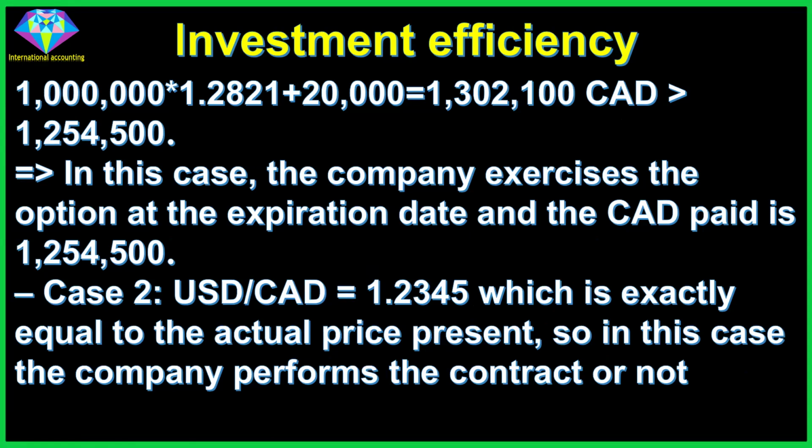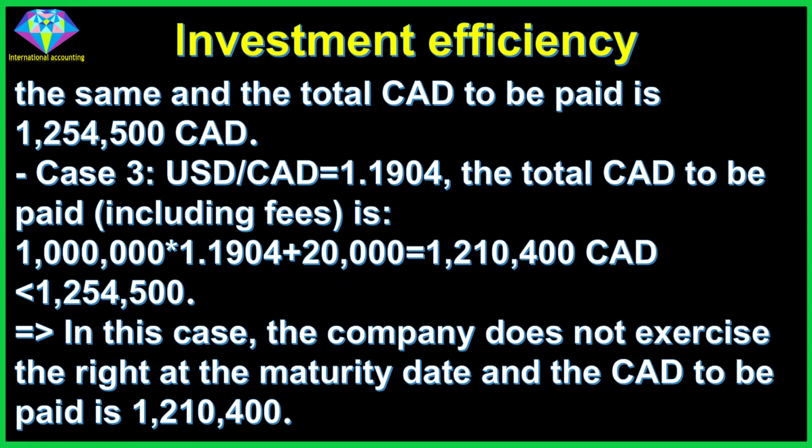Case 2. USD over CAD equals 1.2345, which is exactly equal to the exercise price, so in this case the company performs the contract or not, it is the same. The total CAD to be paid is 1,254,500 Canadian dollars.